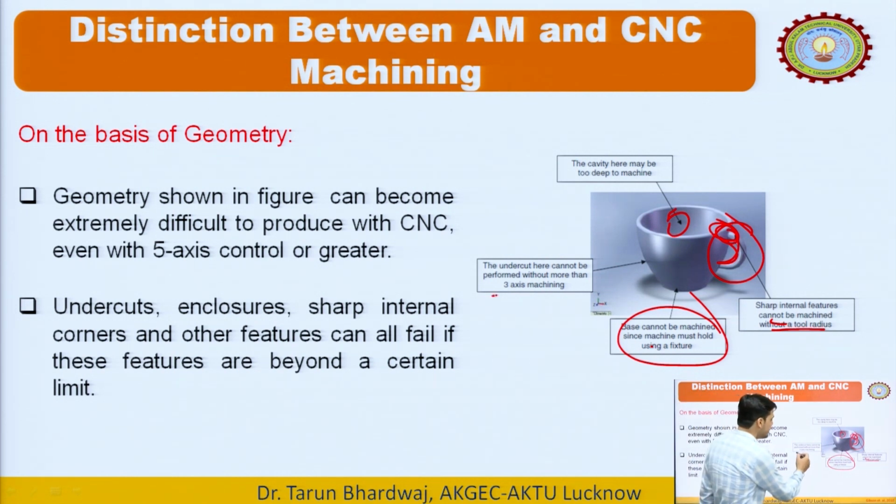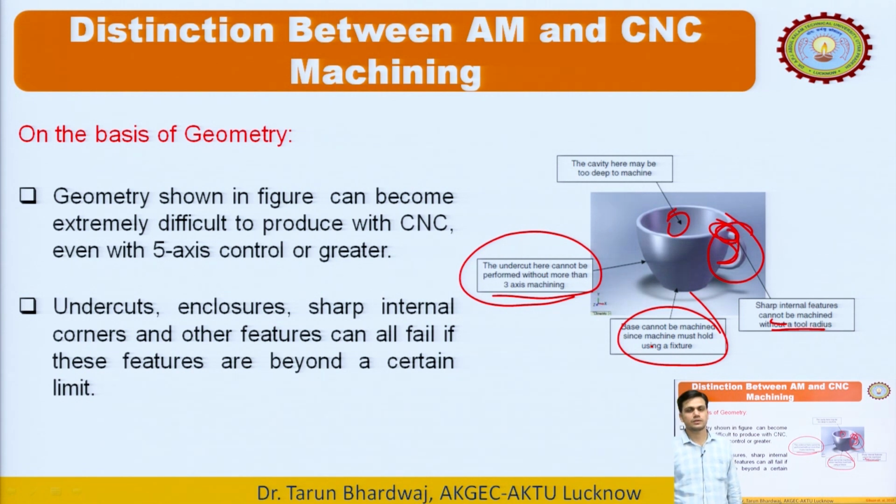Now the undercut here cannot be performed without more than 3-axis machining. Okay, so it is not done by the, आप इसको किसी ट्रेडिशनल मशीनिंग की प्रोसेस से नहीं कर सकते हैं. Okay, so basically the undercuts, enclosures, sharp internal corners, okay, and the other features can all fail if these features are beyond a certain limit. So that is basically showing you that CNC is having some limitations with it. Okay, CNC is a very fast process, but it is having some limitations with it.